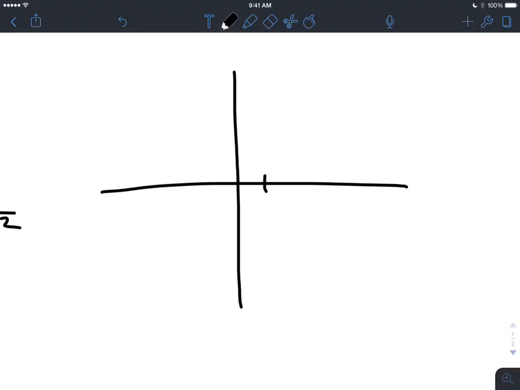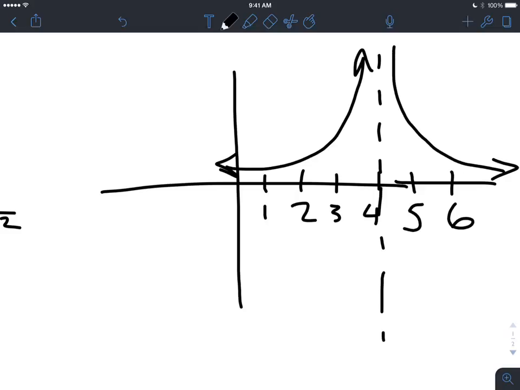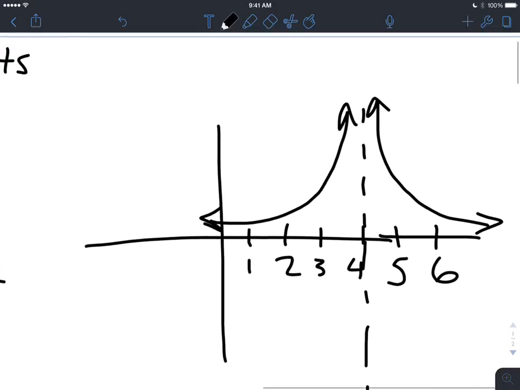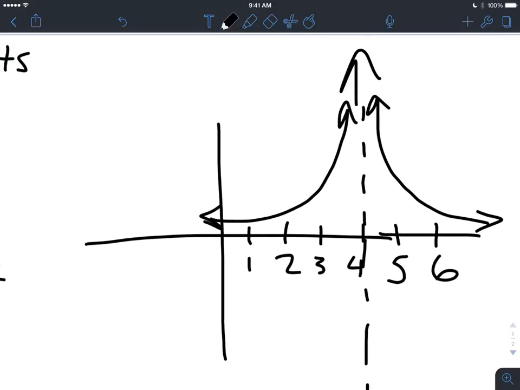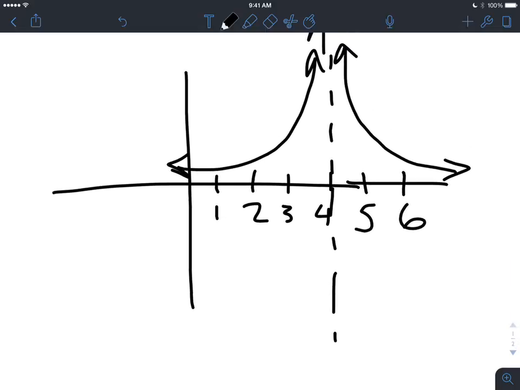So if we have 1, 2, 3, 4, at 4, we have a vertical asymptote, and the graph is going up on both sides. Well, it's going up towards infinity up here. So we can't evaluate the integral because it does not exist between this line here.